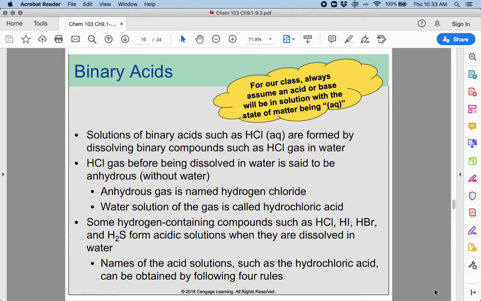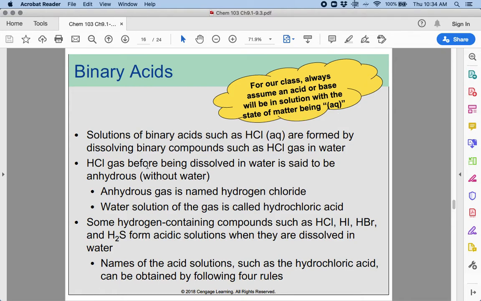All right, so now we're going to talk about some naming or nomenclature, which is a fancy word for the rules of naming of what we call binary acids. Again, for just a little note, for our class, we're always going to assume that acids or bases are in solution, which means they're always going to have the state of matter of aqueous. So if we're talking about an acid, it should always have the state of matter be aqueous, unless otherwise stated. That should be your basic go-to for that, and the same with a base as well.